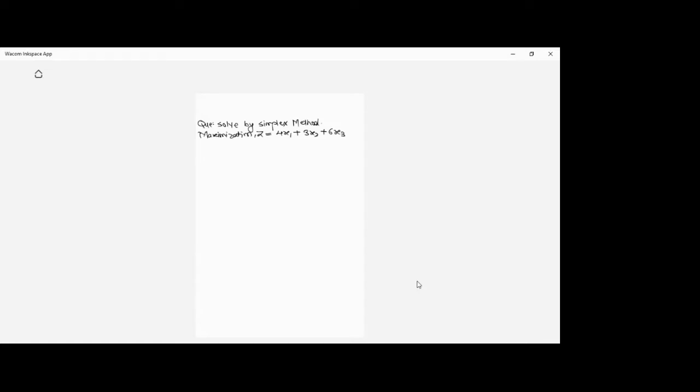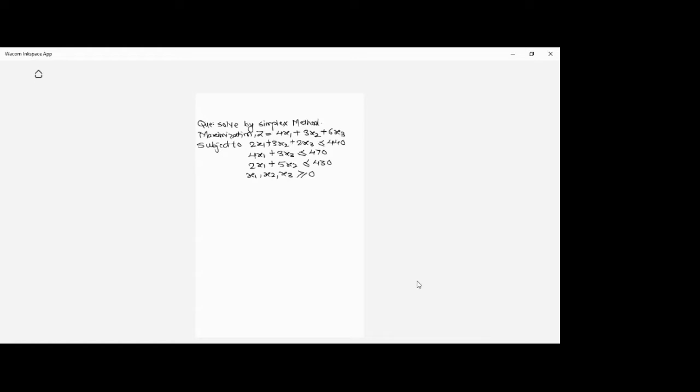So the maximization, we have been given the objective function 4x1 plus 3x2 plus 6x3, subject to: twice of x1 plus thrice of x2 plus twice of x3 less than or equal to 440. We also have 4x1 plus thrice x3 less than or equal to 470, and then we have twice of x1 plus 5x2 less than or equal to 430. Right? We have x1, x2, x3 greater than or equal to 0.